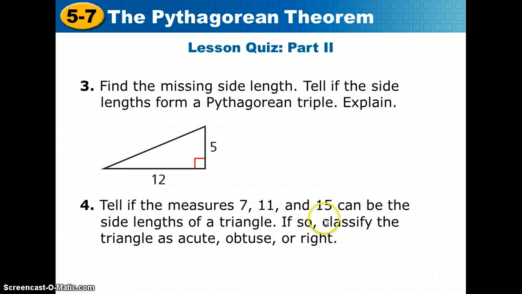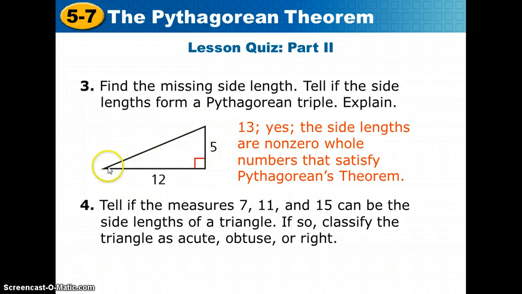Here's the next two problems for your lesson quiz. If you need more time, pause the video. All right. If you are ready to check your answers for both of these, here's what you should get. The other side is 13. 5, 12, and 13 do form a Pythagorean triple.